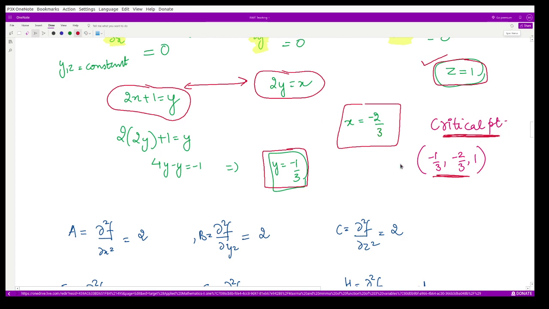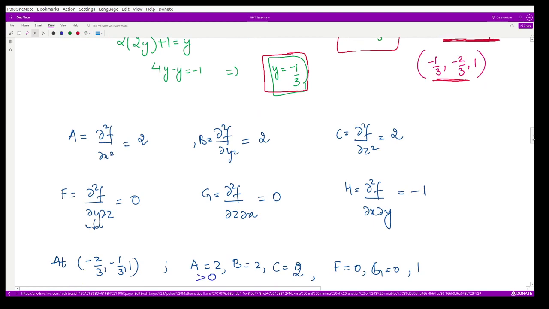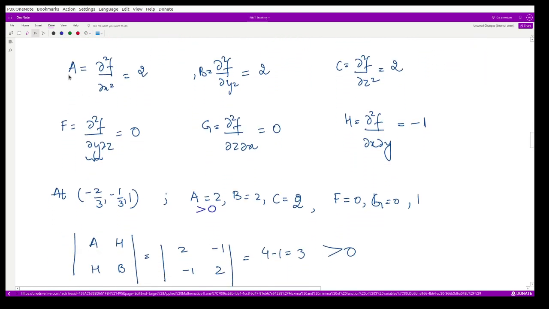So this is our corresponding critical point. Now the next task is the computation of the double derivatives. We have already named them capital A, capital B, capital C, capital F, capital G and capital H. So how do you compute all these derivatives?